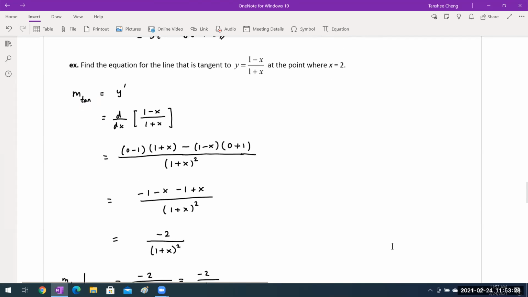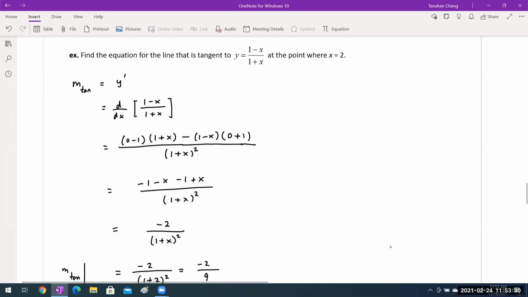We have the slope, but we need to know where the point is. We only have the x coordinate, we don't have the y coordinate. So I need to evaluate the function at 2. That means (1 minus 2) over (1 plus 2), which is negative 1 over 3. So now we know all the information. When x is 2, y is negative 1/3, and the slope of the tangent line at 2 is negative 2 over 9.